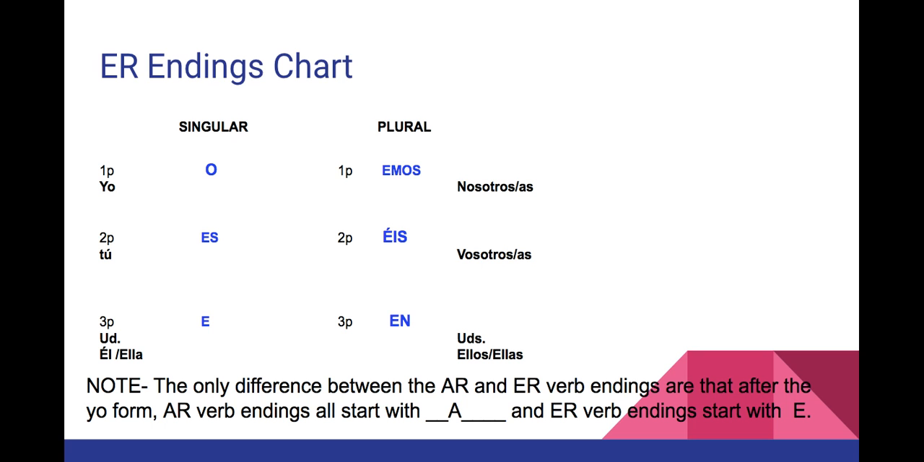Notice that the only difference between the AR and ER verb endings is that after the yo form, the AR verb endings have an A and the ER verb endings start with an E. Okay, so instead of o, as, a, we have o, es, e, and so on.